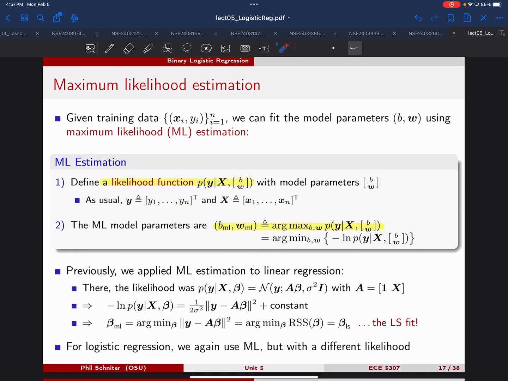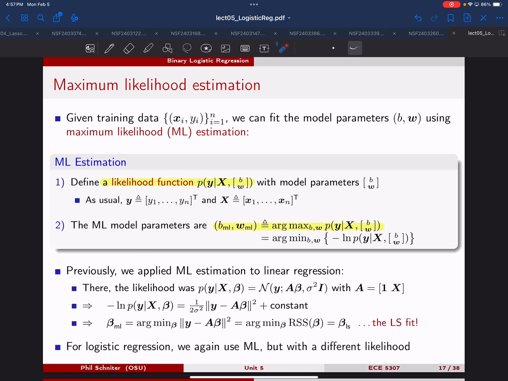We said that actually a lot of times the probability function involves exponentials, and so when you actually start deriving things, it helps to put in a log there. And even a little bit more, we can turn this into a minimization problem, which is a little more common, if we put a negative in front of that log.